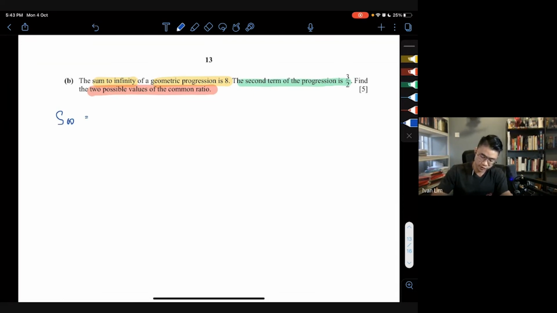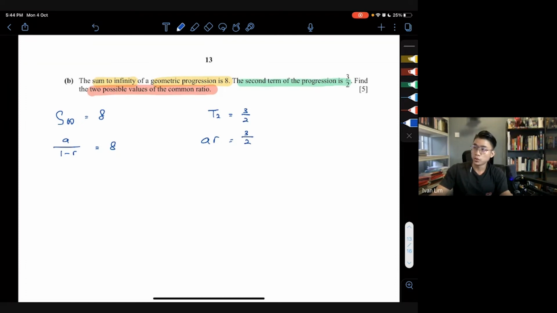S infinity equals 8. So the formula for sum to infinity is A over 1 minus R equals 8. Then the second term equals 3 over 2. We know that the formula is AR to the power of n minus 1. Therefore, term 2 will be AR, which is 3 over 2.